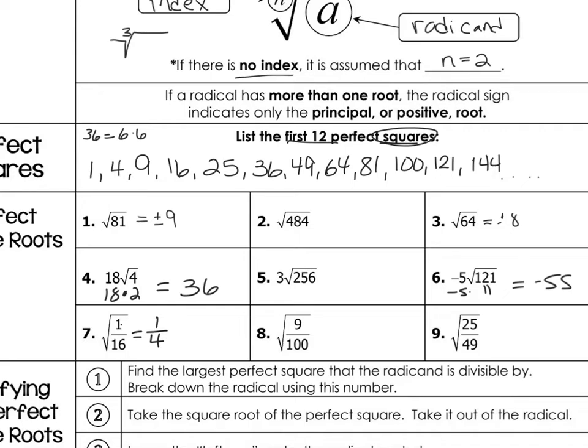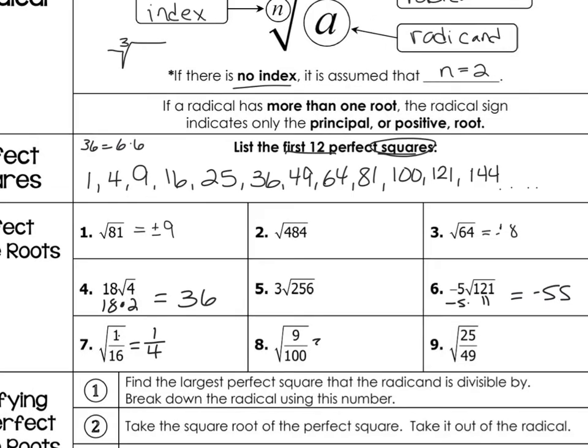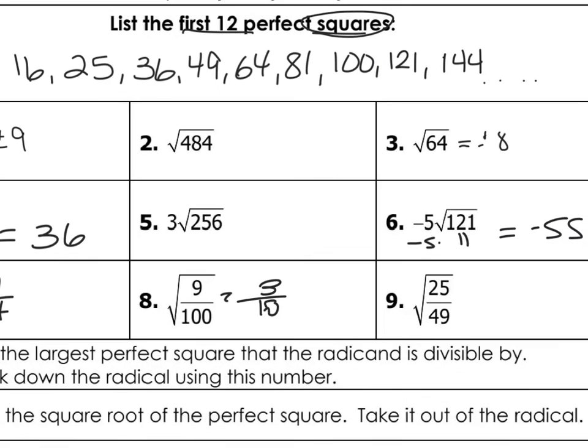Square root of 9 over 100. That's a perfect square because the square root of 9 is 3, and the square root of 100 is 10. So 3/10. How about number 9? Perfect square? Yeah, 25 is. We know that's 5. And 49 we know is 7.